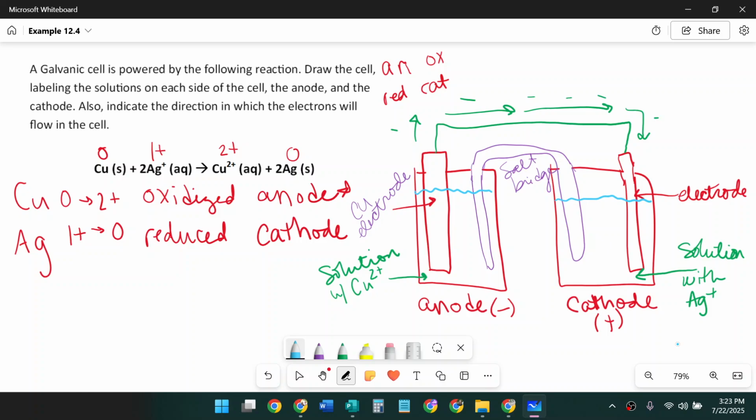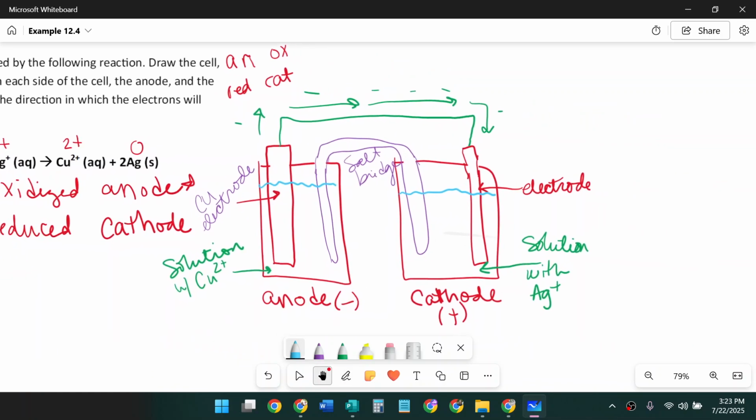Aluminum doesn't hold on to its electrons, so in our experiment, the copper was the stronger one, so it pulled the electrons. In this case, though, silver holds on to its electrons more strongly than copper, so it pulled those electrons over and copper just let them go.